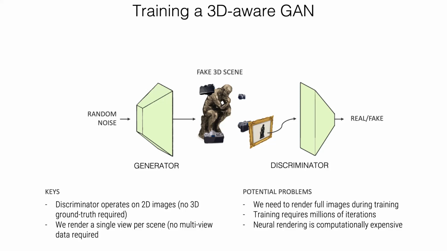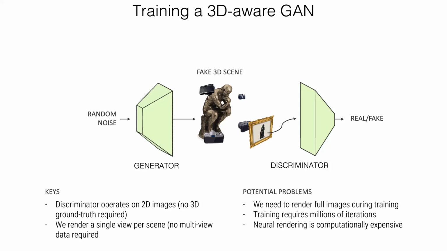We can render a single view or multiple views, but even if we render multiple views, there's no multi-view consistency loss or anything like that. They're all just independently fed into the discriminator and independently processed. So this is really important because otherwise we need multi-view supervision. And again, that's challenging to get good data sets.